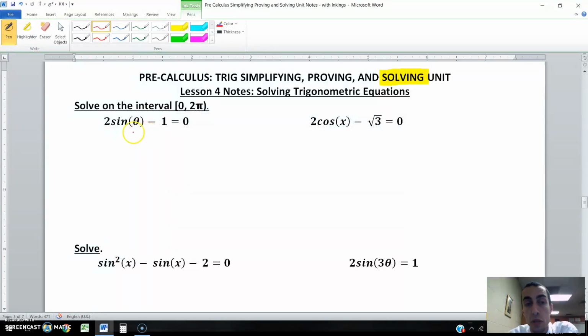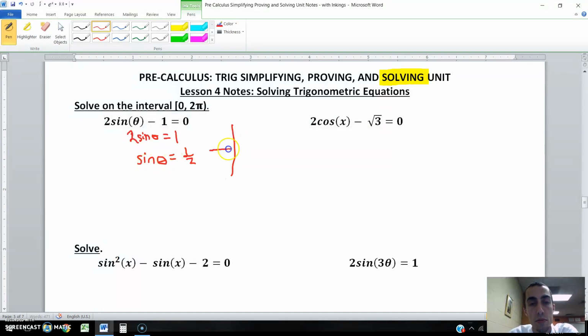Now our strategy for doing this is going to be to isolate this trig function here. To do that, we'll add 1 to both sides. It's 2 sine of theta equals 1. Then we'll divide both sides by 2 and get sine of theta equals 1/2. So then we want to know which angles make this equation true. Which angles have a sine of 1/2?